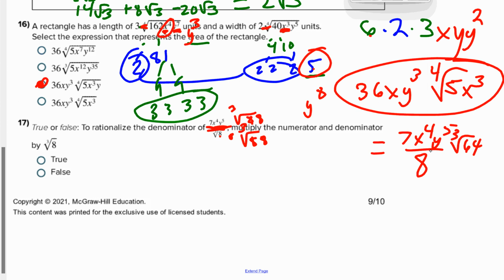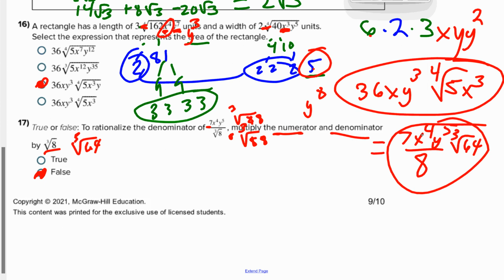And then we can maybe, let's see. Oh, I guess they weren't asking that. They were asking if we can just multiply the numerator and denominator by cube root of 8. But because it's a cube root, we need 3 8s, right? So it would just have to be the cube root of actually 64. So this is false. But you could break it down like that, and that's how it's simplified, right?